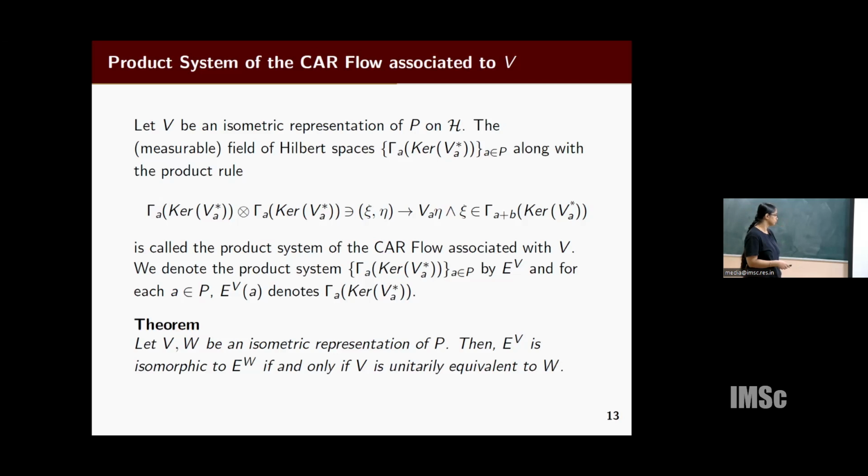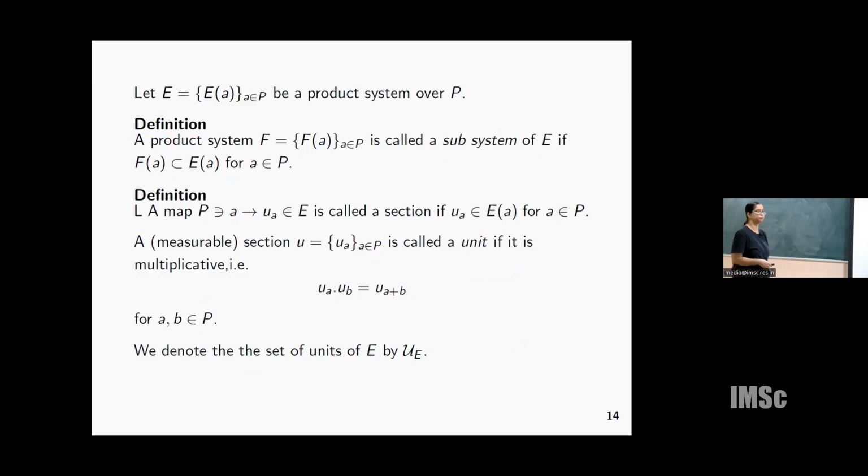And the thing is that this we denote by E_V. So for two isometric representations V and W of P, E_V is isomorphic to E_W if and only if V and W are unitarily equivalent.